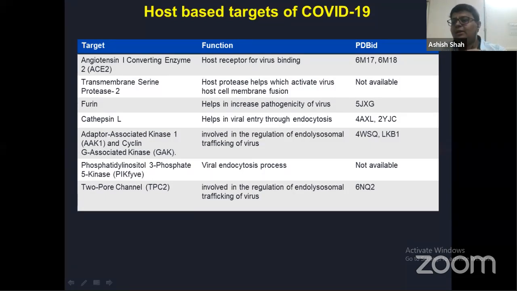So remember, as structures are now available, my advice is that you first start with the ADME properties, then you can go for docking studies, and then you can optimize your molecules.